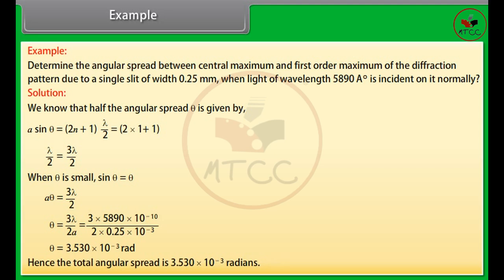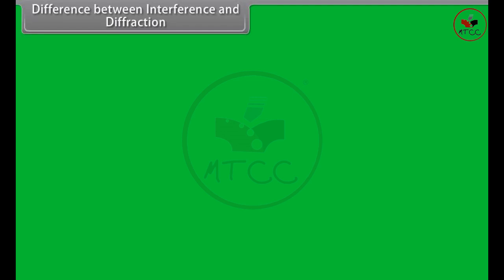Difference between interference and diffraction.